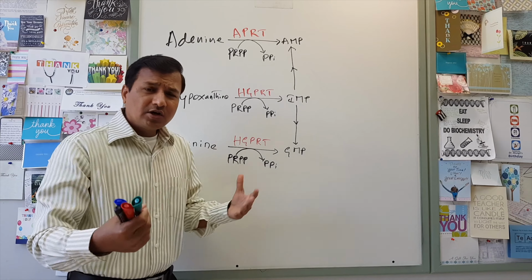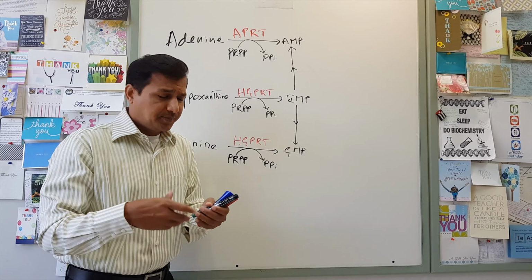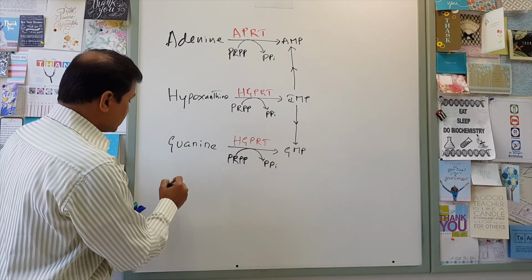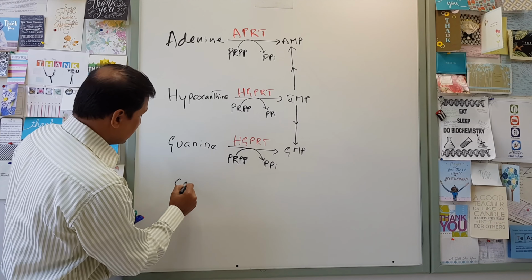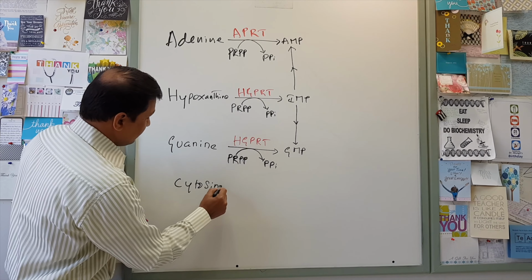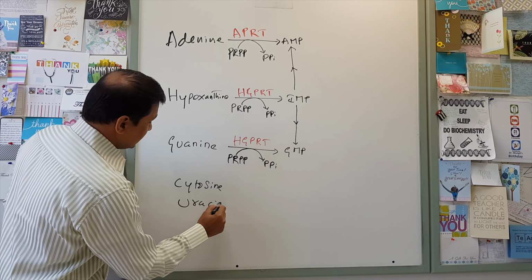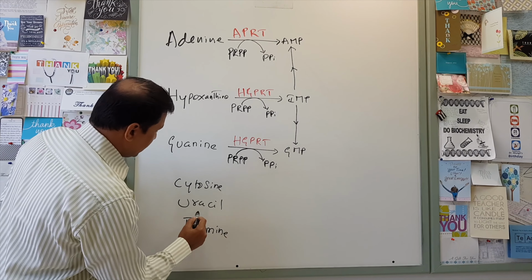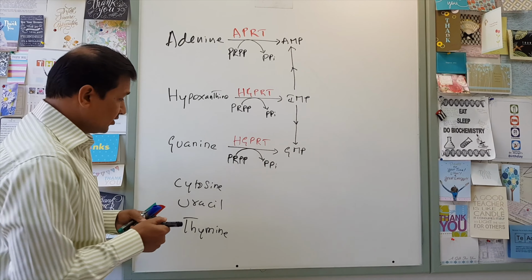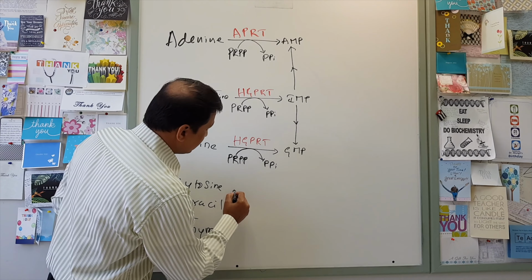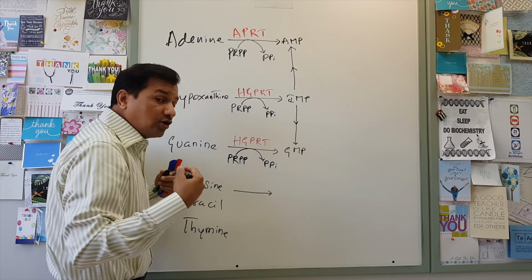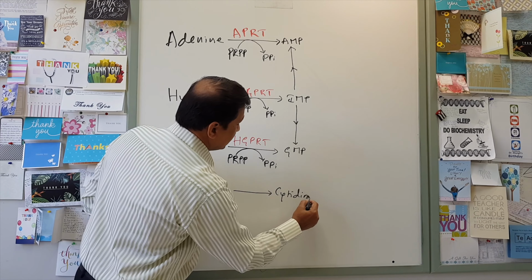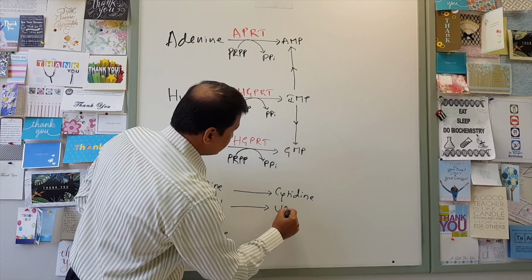Now let's look at pyrimidine bases. Pyrimidine bases come from cell turnover or degradation, or from the food. So we have cytosine, and we have uracil, and then we have thymine here. These are pyrimidine bases. Cytosine and uracil will be converted into their nucleoside form. Cytosine can be converted into cytidine, and uracil can be converted into uridine.